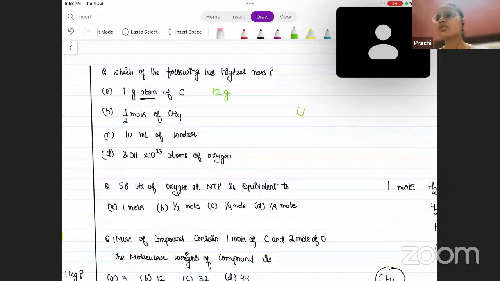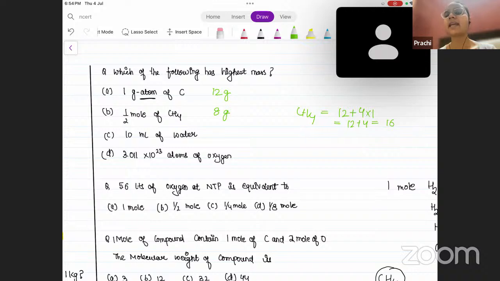This is very easy. You should be able to calculate the molar mass of CH4. For carbon, it will be 12, and for hydrogen, it is 4 into 1, right? So 12 plus 4, how much will you get? You will get 16 gram per mole. How many moles do we have? We have half mole. The mass of 1 mole is 16, so the mass of half mole will be 8 grams, right?